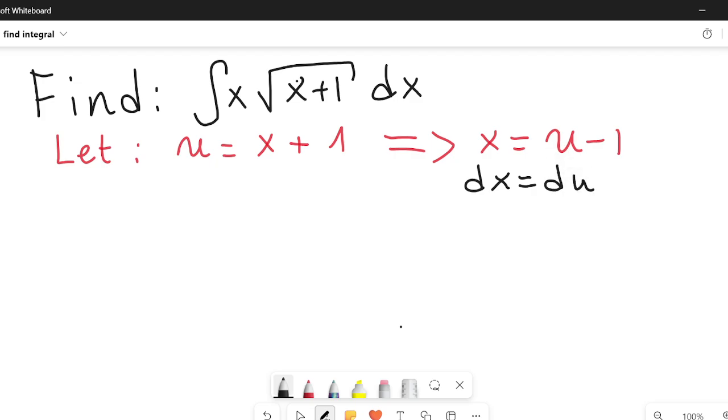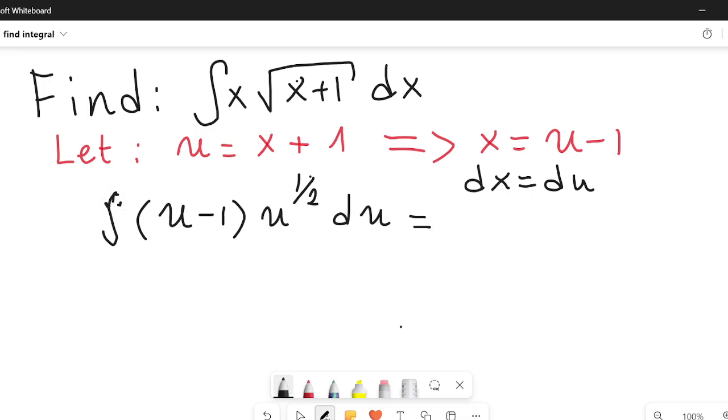Now, all what I have here, I'm going to go back to the integral and substitute. So I'm going to have the integral, instead of x, I'm going to put u minus 1. Instead of radical of x plus 1, I'm going to put u to the power 1 over 2, and instead of dx, du.